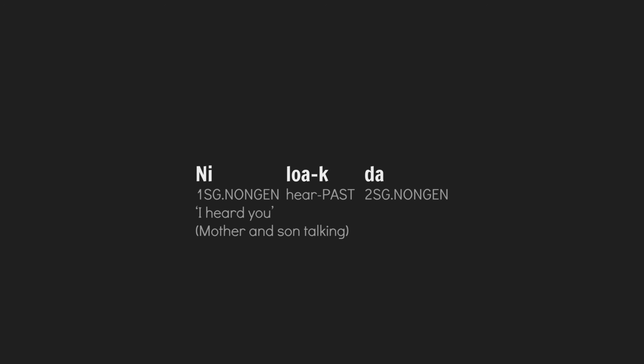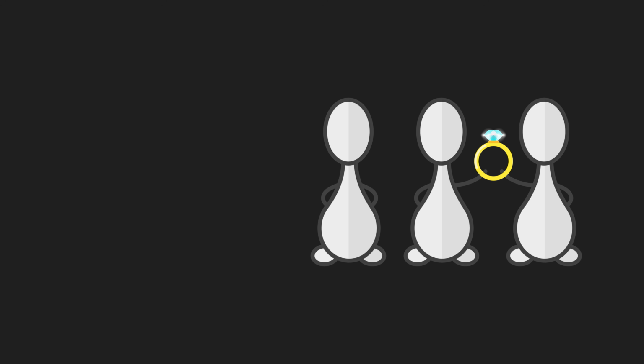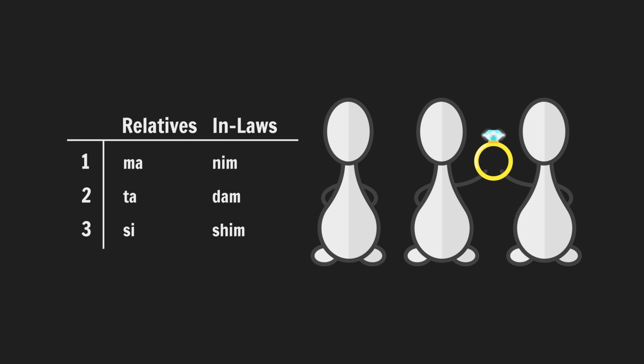Ni loakta, I heard you. Different generation markers used, so this would be mother and son talking, for example. Another idea would be to encode blood relationships versus relationships created by marriage. Blood relatives could use one set of person markers, marital relatives could use another.